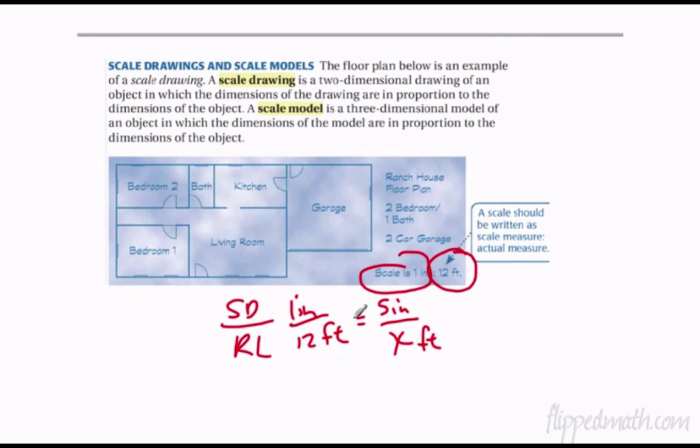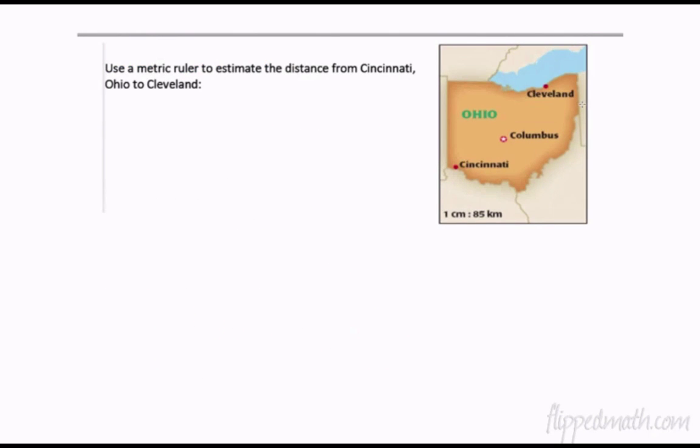Well, you could figure that out. It's the cross-multiply thing. We just did that. You cross-multiply, you get 60 equals X, 60 feet. Voila, easy enough. Let's go to our next problem here, which is Ohio.